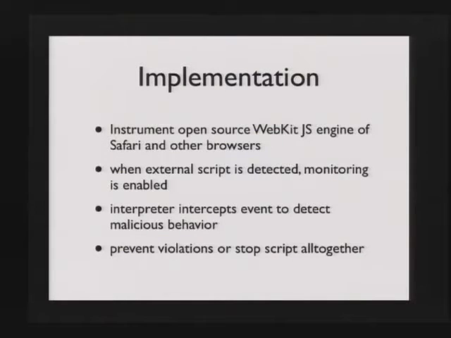And how to implement that? We would instrument the open source WebKit JavaScript engine that's used, for example, in the Safari web browser and in other open source web browsers. So when we detect an external script, the monitoring is enabled, and the interpreter intercepts events, and finally it will check whether malicious behavior has been found or not. And then we could prevent the violations or stop the script altogether.